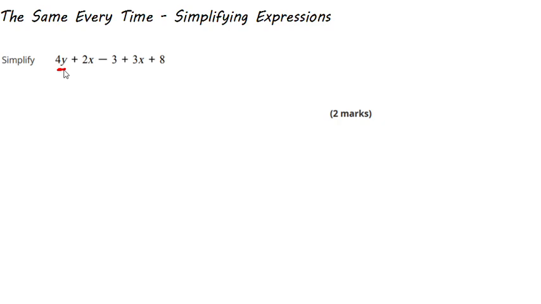I've got something Y, so I've got Y's in there. I've also got something X there, something X there, so I've got X's in there, and also I have numbers on their own. So I've got X's, I've got Y's, and I've got numbers on their own, so my final answer is going to consist of something X, something Y, some number. Usually we do these things in alphabetical order.